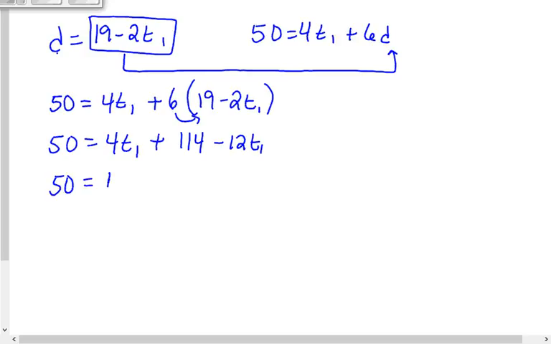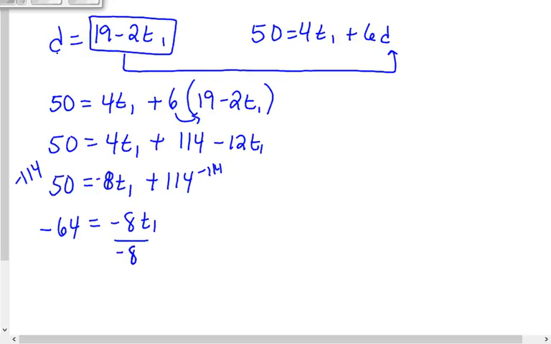So 50 equals negative 8t1 plus 114. We're isolating for t1, so we want to move this 114 to the other side. So we subtract 114 from both sides, and we end up with negative 64 equals negative 8t1. Solving for t1, we divide by negative 8 on both sides, and we get 8 equals t1.